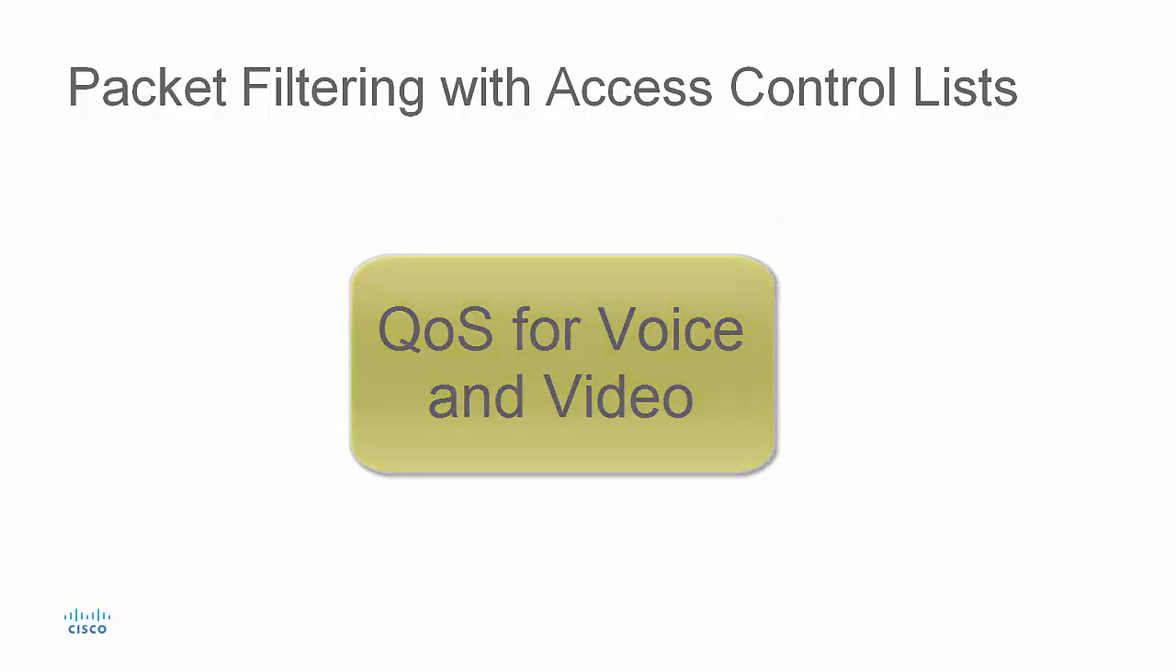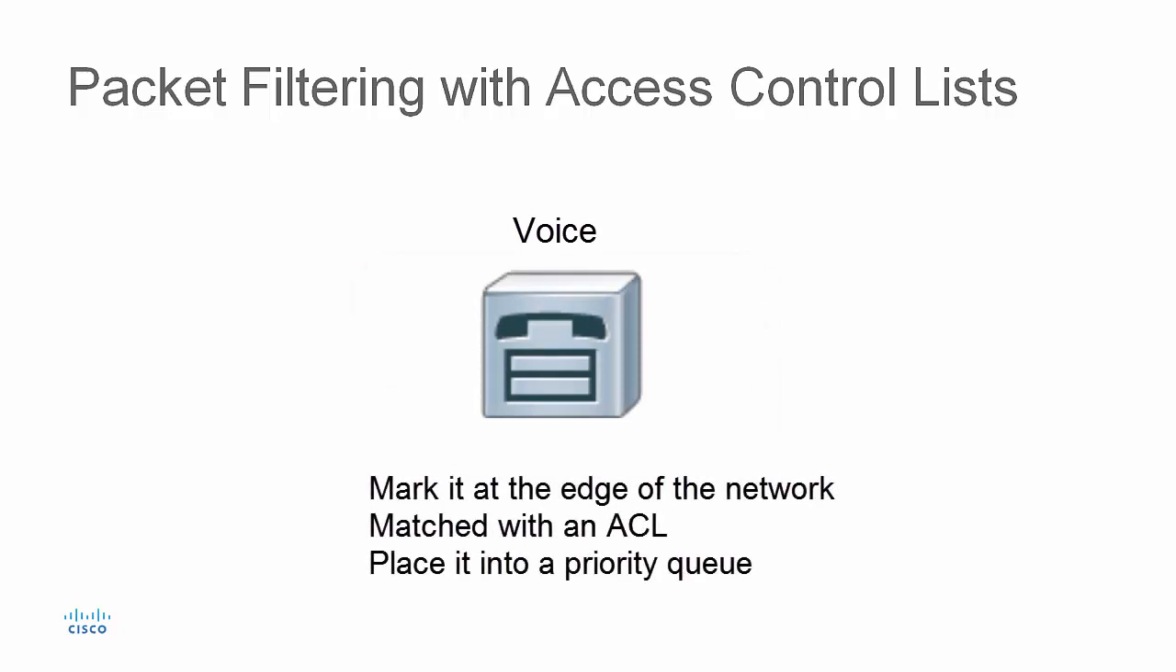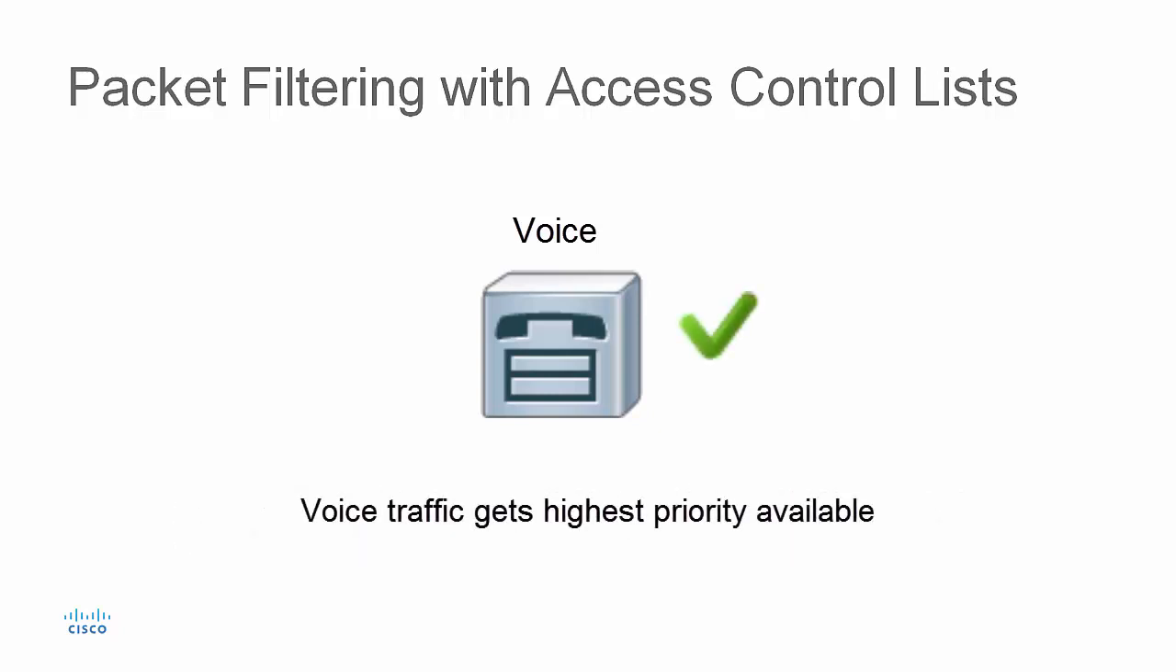Another example of ACLs could be implemented for QoS purposes when dealing with latency-sensitive traffic such as voice and video. In the case of voice traffic, we would mark it at the edge of the network and then match it with an ACL and place it into a priority queue. The voice traffic in the priority queue would be serviced before any other traffic, and only when the priority queue was empty would traffic in the other queues be serviced. Through this mechanism, we ensured that the voice traffic gets the highest priority and service available on the network.